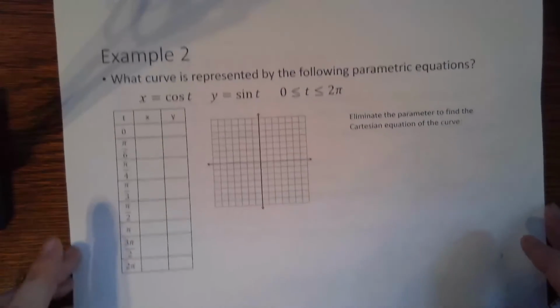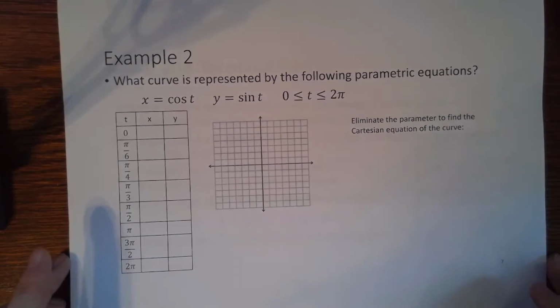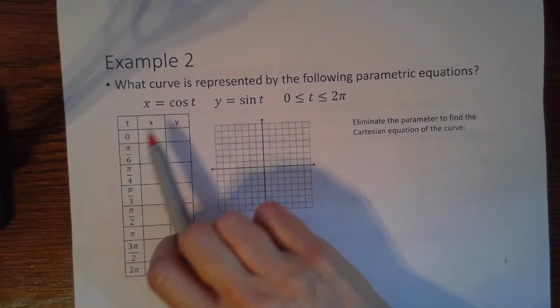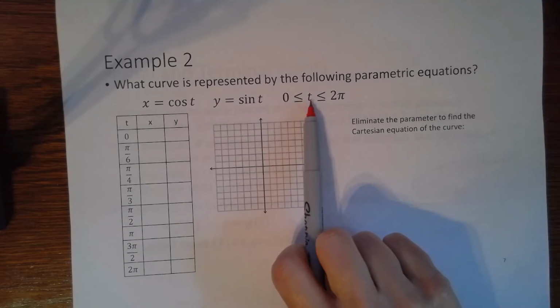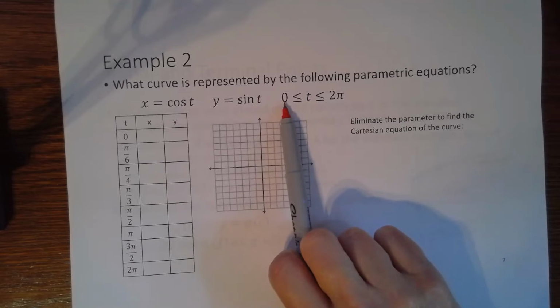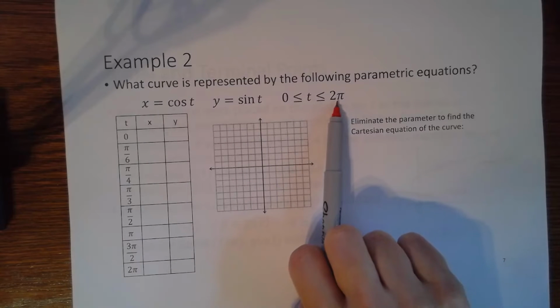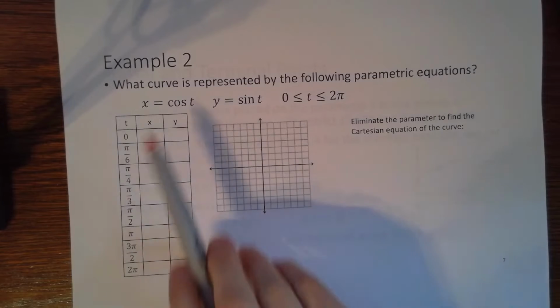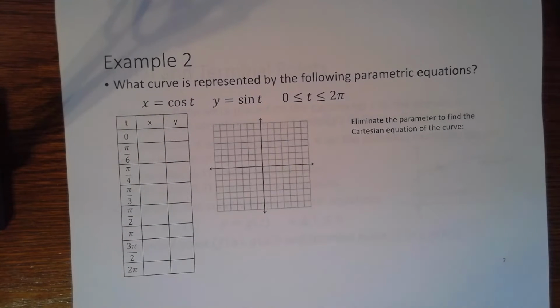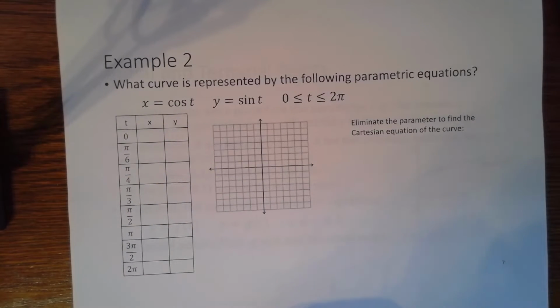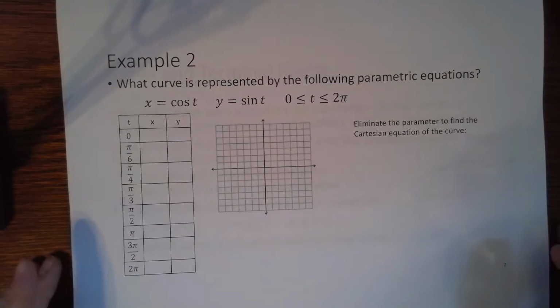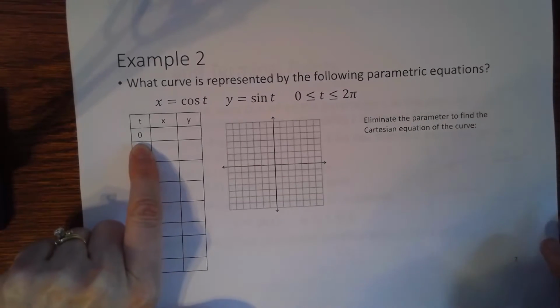Okay, so we are going to look at the curve that's represented by the parametric equations x equals cosine t and y equals sine t, and we will let t vary from the smallest value of 0 to the largest value of 2 pi, which would be 1 period of the cosine and 1 period of the sine, and we would expect it to repeat after that. I didn't put all values of t in here. I just picked a few representative ones to give us an idea of what the curve would look like. So let's start at 0.